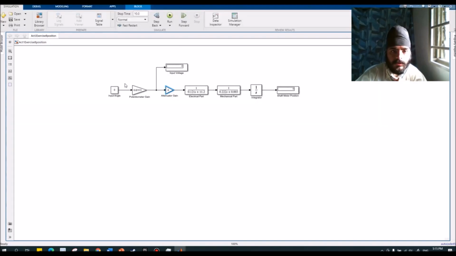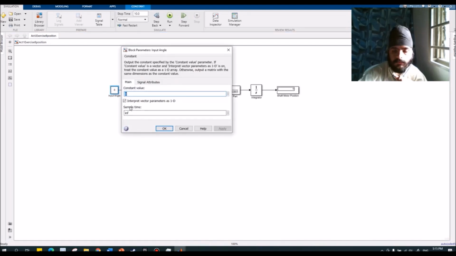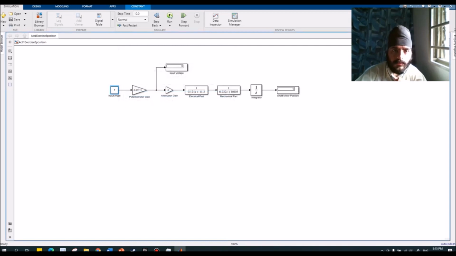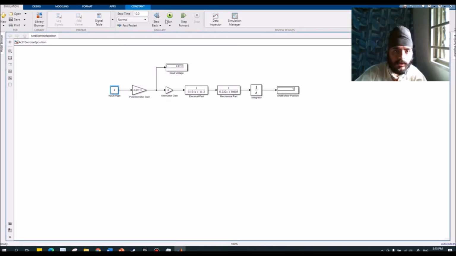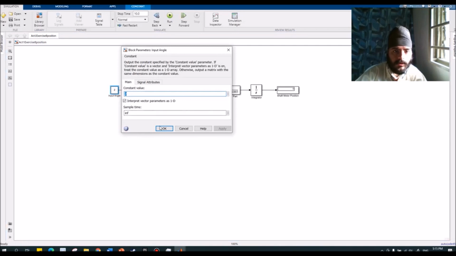Running the simulation, we get everything. The input voltage will be 0 and shaft motor position is 0. Then we change the input angle to 1. Run it again. We see there's no change in the shaft motor position, but the input voltage increases. Alright, and then we keep on doing the same steps up until input angle of 10.